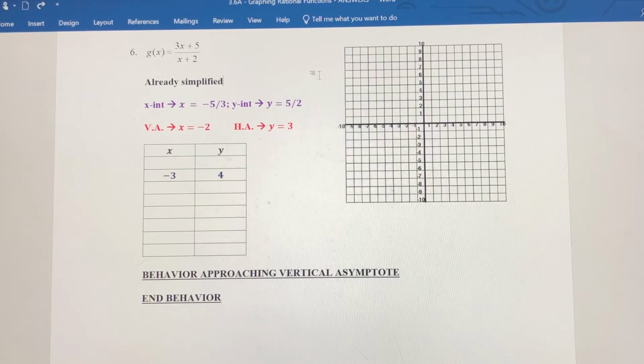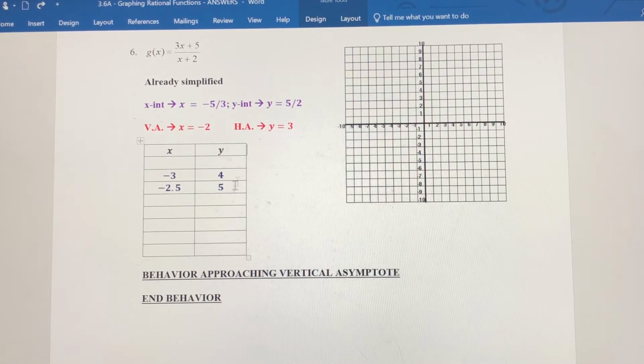We want to get progressively closer to this negative 2 coming from the left so we can see what's happening to y. So let's go to negative 2.5. When we plug in negative 2.5 up here, you get a positive 5. So you can tell we're getting bigger. So we can already maybe assume that we're going to be approaching positive infinity. But we always want to make sure we test a few numbers just to make sure we haven't made a calculation error.